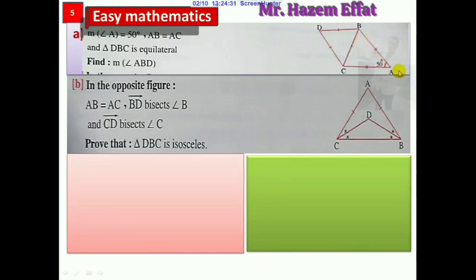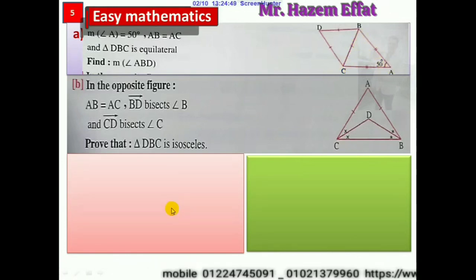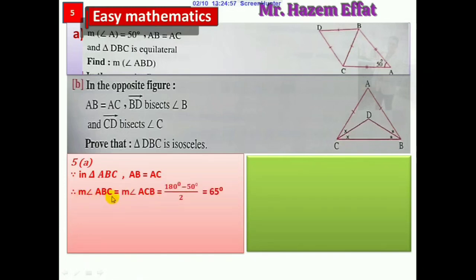As the first step, we try to find measure of angle ABC from this triangle ABC. Because here we have vertex angle equal 50 degrees and he gave me AB equals AC, we can find the measure of angle ABC by this way. 5a. Since in triangle ABC, AB equals AC, therefore measure of angle ABC will be equal to measure of angle ACB because they are the two base angles of this isosceles triangle, and the measure of each one will be equal (180 minus 50) over 2 equals 65 degrees.